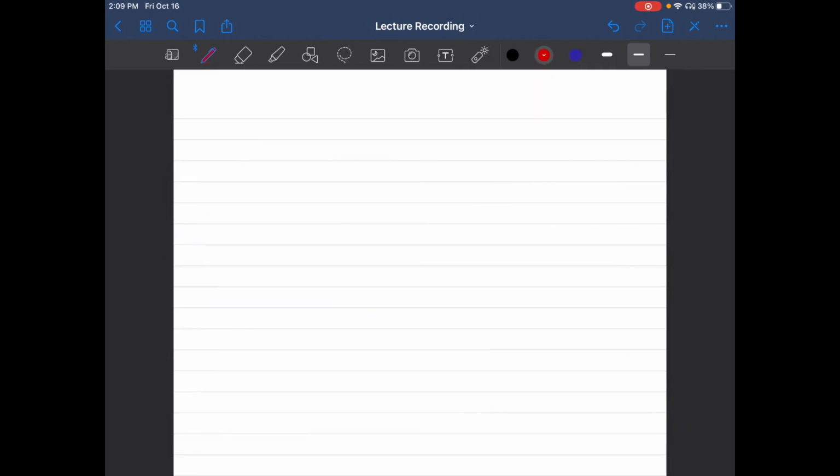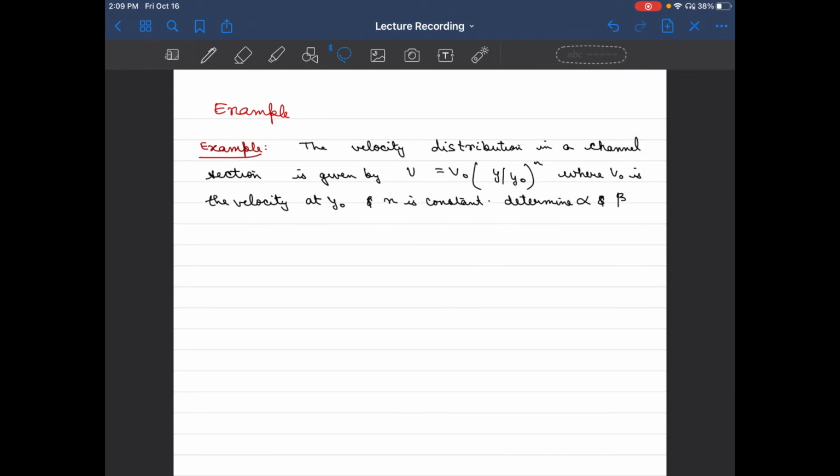So with this, let us look into another example. Here the velocity distribution in a channel section is given by some analytical expression, v equal to v naught into y upon y naught raised to power n, where v naught is the velocity at y naught. So this gives us a boundary condition, and we can assume that this is at top. At top we have the depth of flow as y naught, and v naught is the velocity at top of the channel. So remember the distribution we had. If this is y naught, we know v naught. We have to determine the values of alpha and beta.